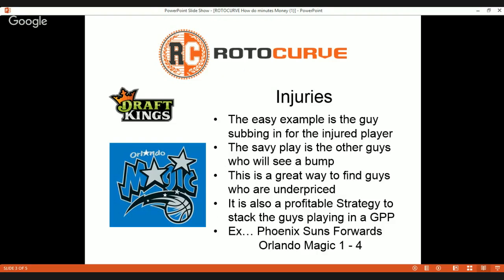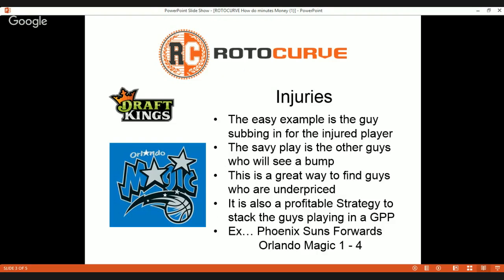Elfrid Payton was strictly a point guard. Victor Oladipo would play the 2 unless Payton wasn't in the game, and then he would slide over to the 1. Fournier would play the 2 unless he and Oladipo were in the game. He would slide over to the 3. Tobias Harris would either play the small forward or the power forward role, and Aaron Gordon would play the power forward role. So whenever one of these guys was out, Fournier was the guy that was coming off the bench. So whenever one of those guys was out, you kind of knew that Fournier was going to get subbed into the lineup and was going to be a good play.